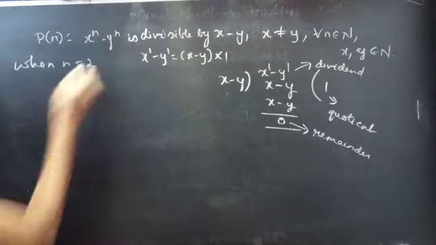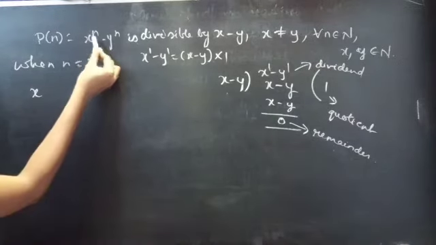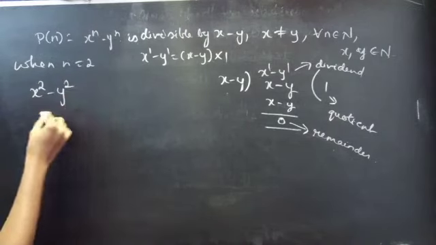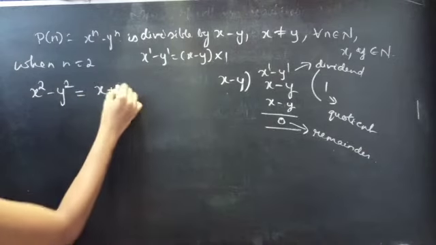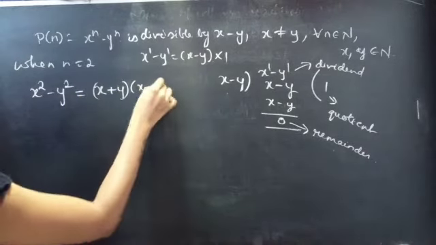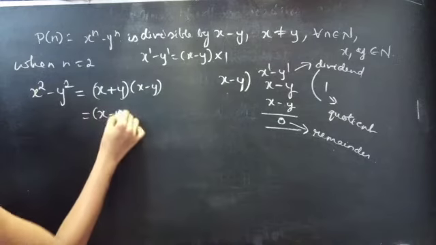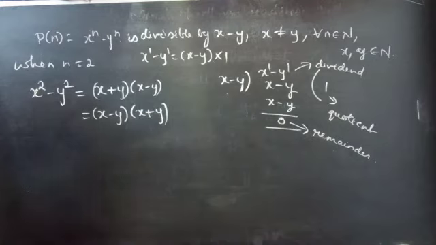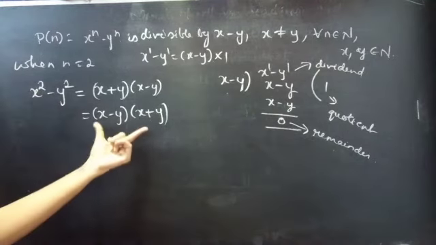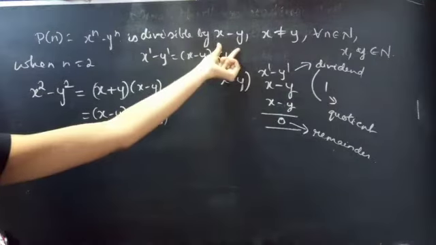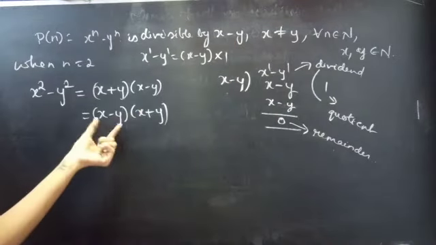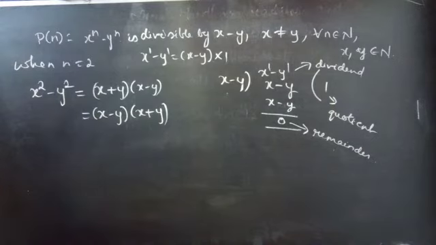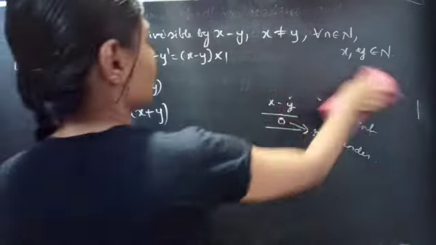When n equals to 2, put n equals to 2 in x power n minus y power n. You'll get x square minus y square, which is equals to x plus y into x minus y, or you can just write this as x minus y into x plus y. So we'll see x square minus y square is divisible by x minus y or not. Obviously, x square minus y square is a multiple of x minus y, so it will be divisible.